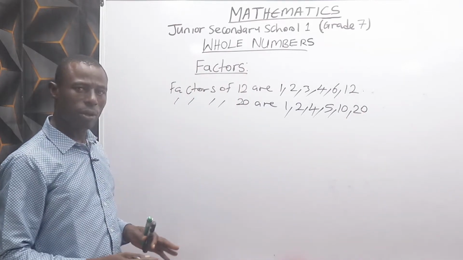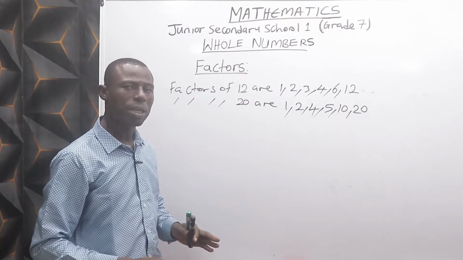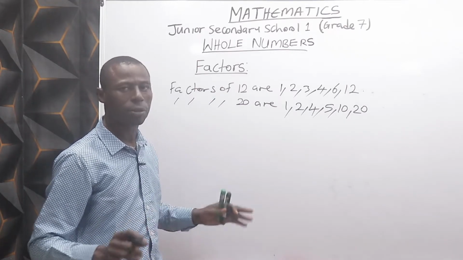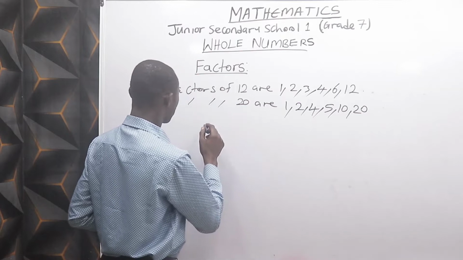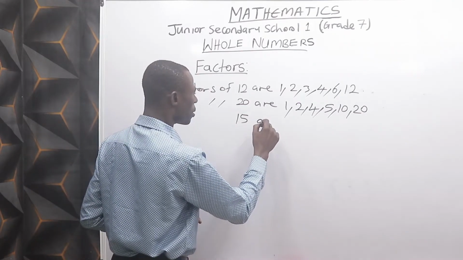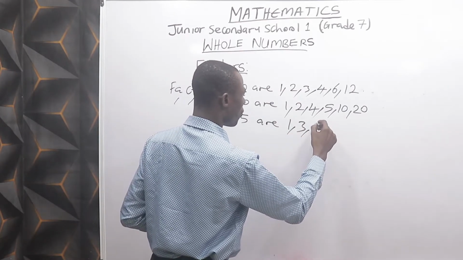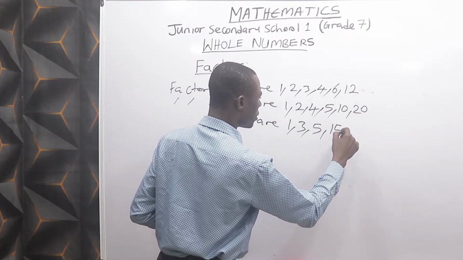If you look at it very well, you observe that 1 is a universal factor. 1 will be the factor of any number you talk of. Another one, let's consider factors of 15 will be 1, 3, 5, and the 15.